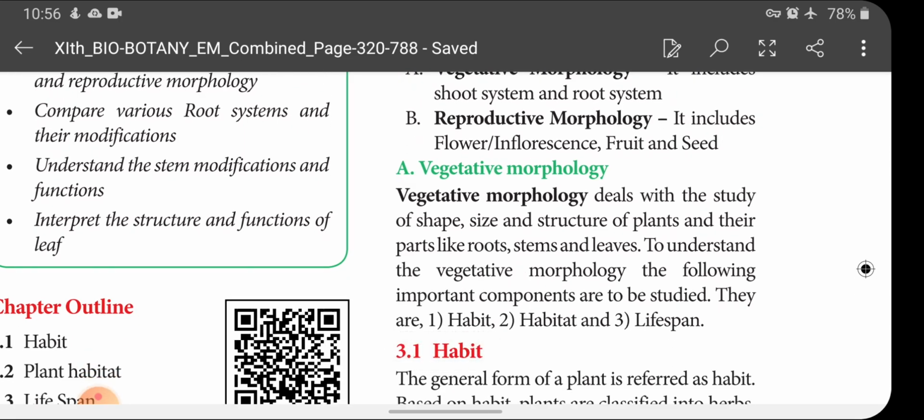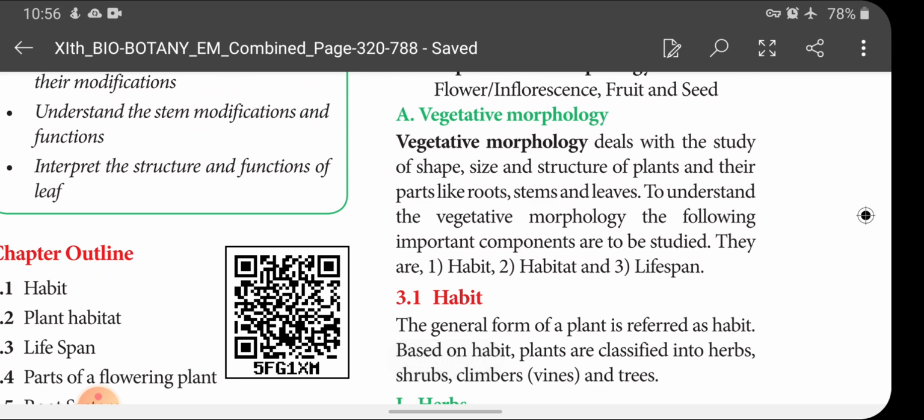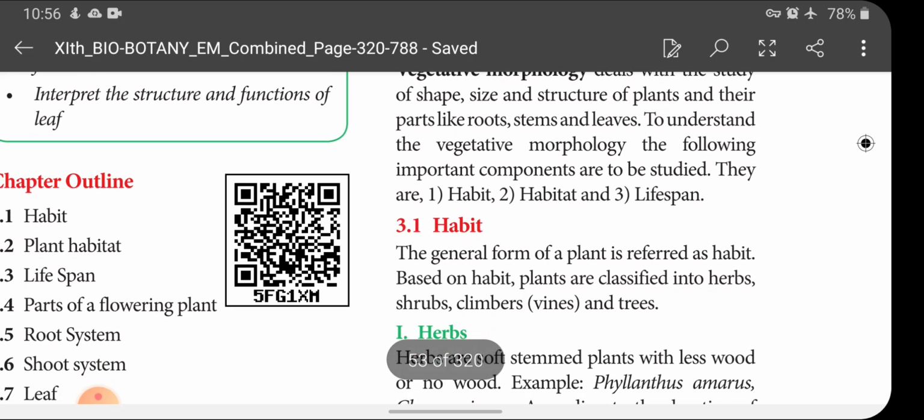Vegetative morphology deals with the study of shape, size and structure of plants and their parts like root, stem and leaves. As I said, the parts present in the root, stem and leaves of a plant are called vegetative parts, and the morphology about their structure is called vegetative morphology. To understand vegetative morphology, the following important components are to be studied. What are they?